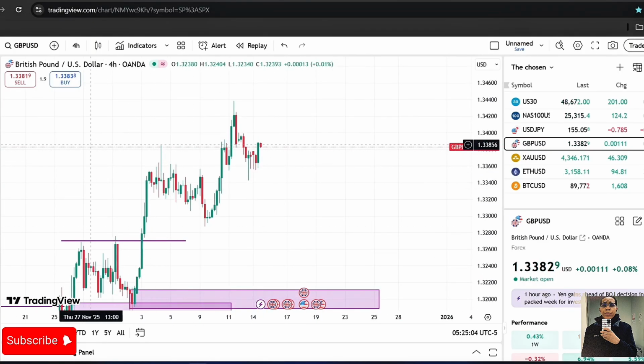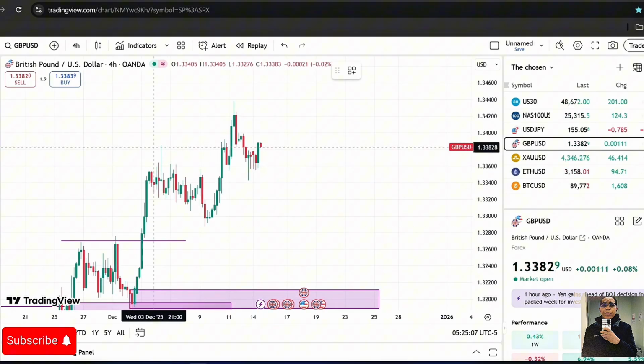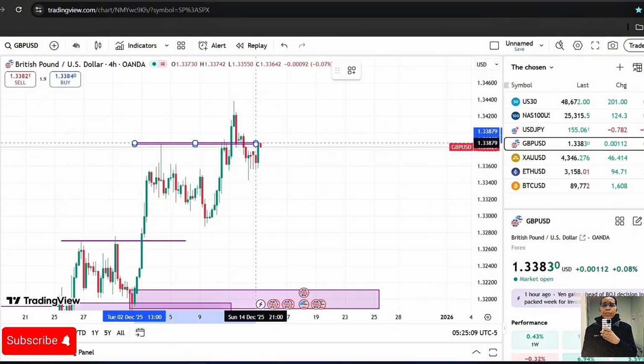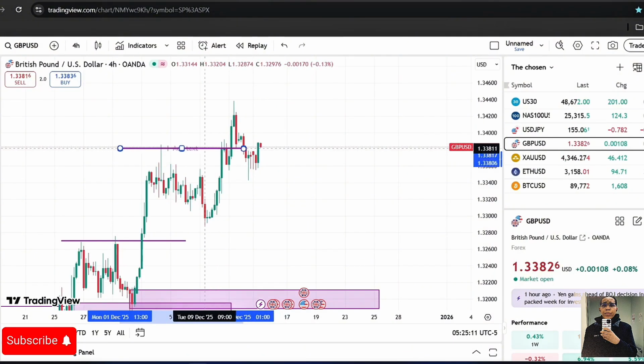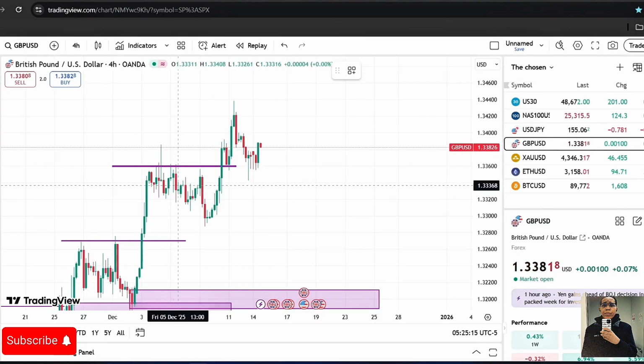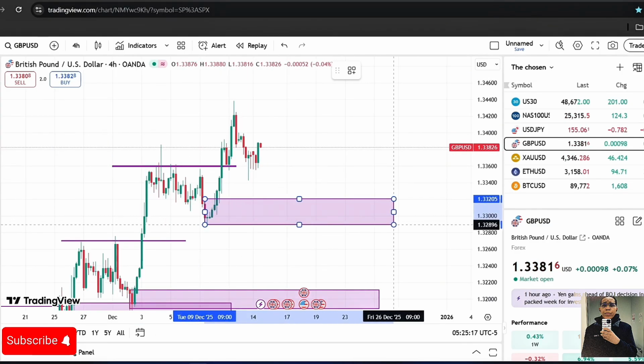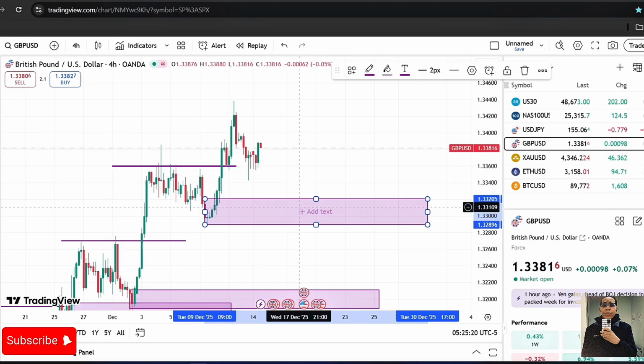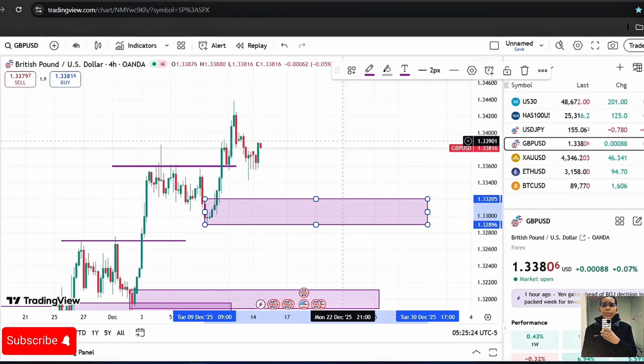So you can see here we have the same thing that's happening right now, right? We had a break of this structure right here, and we have this order block. So what are you waiting to see? You're waiting for price to come back gradually to this, give you the positive signs that it's going bullish, and then place your trade, and that's how you get your money.